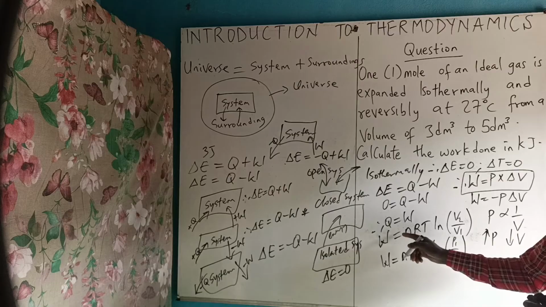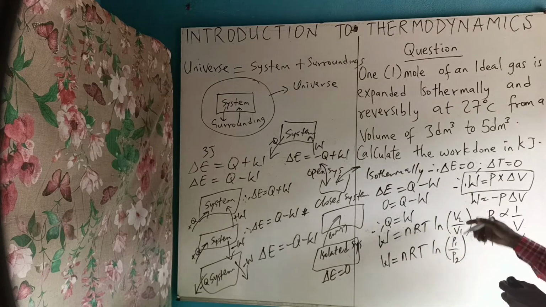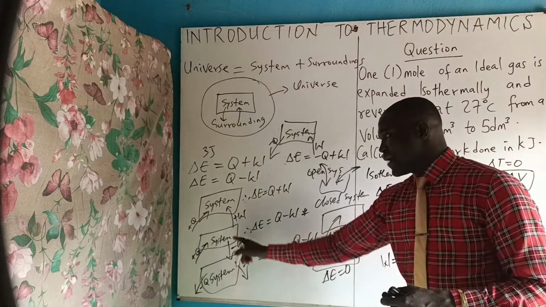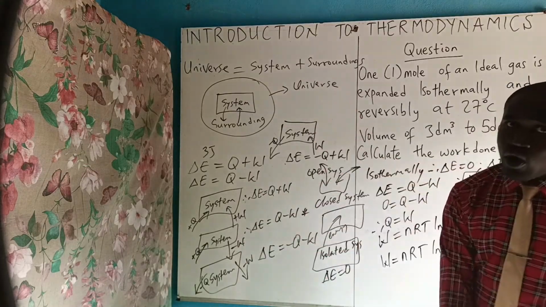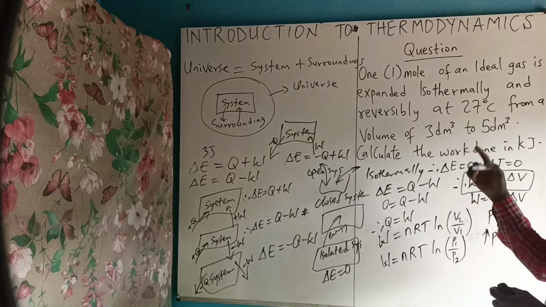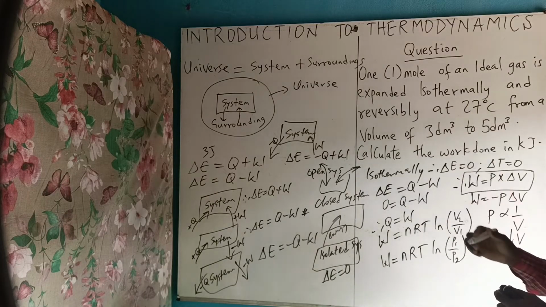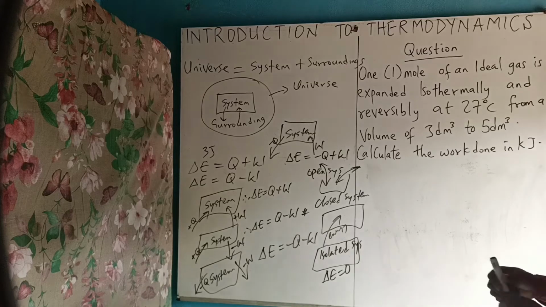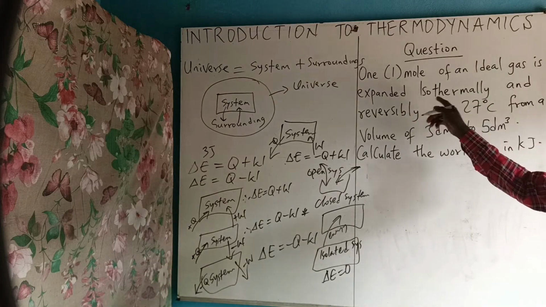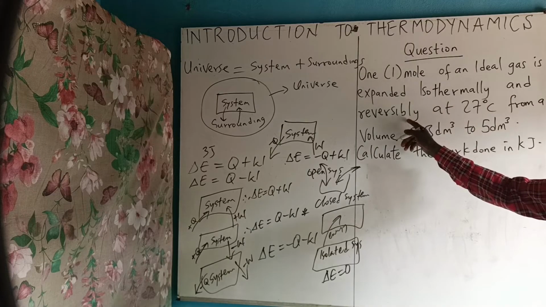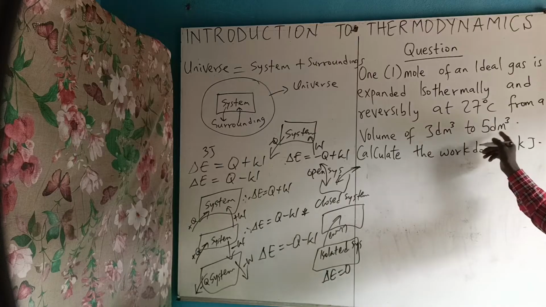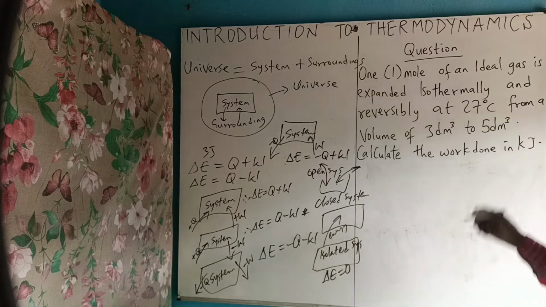Then this formula can be negative or positive depending on whether the system is performing work on the surrounding. So note this as you want to solve questions on thermodynamics. Let's see how to solve this question. 1 mole of an ideal gas is expanded isothermally and reversibly at 27 degrees Celsius from a volume of 3 dm cube to 5 dm cube. Calculate the work done in kilojoules.